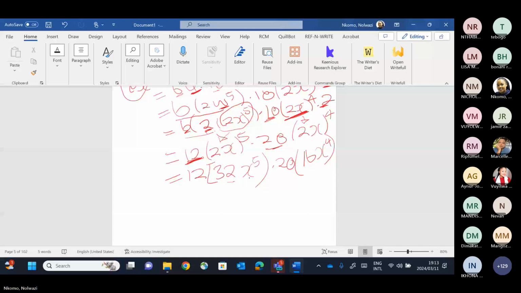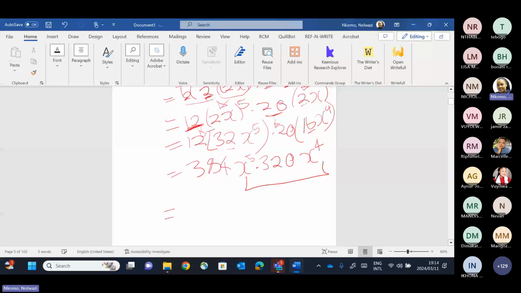This will give us 9, right? So we have 384 times 320, which is 122,880. Then this will give us x to the power 9, because the bases are the same, you add the exponents. Then this will be your final answer. If you want to simplify it further, you have to end here.